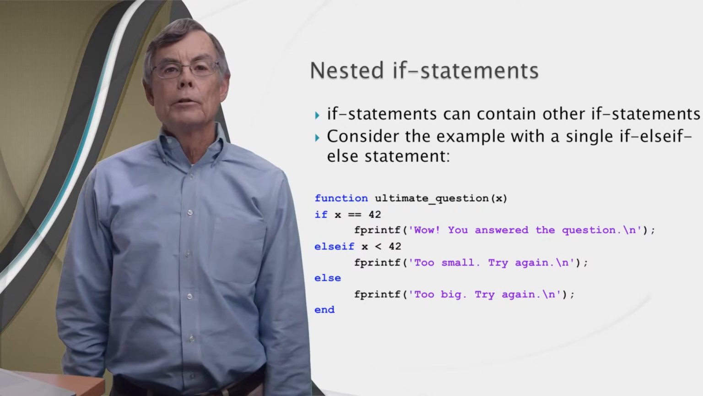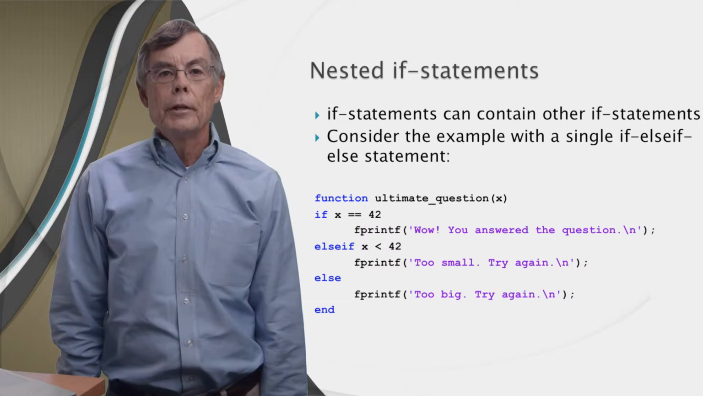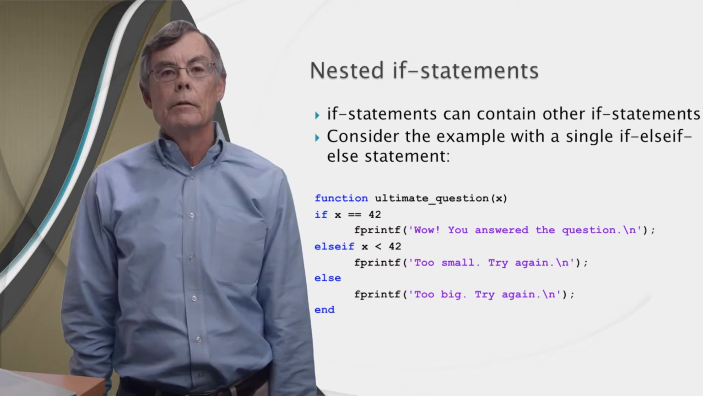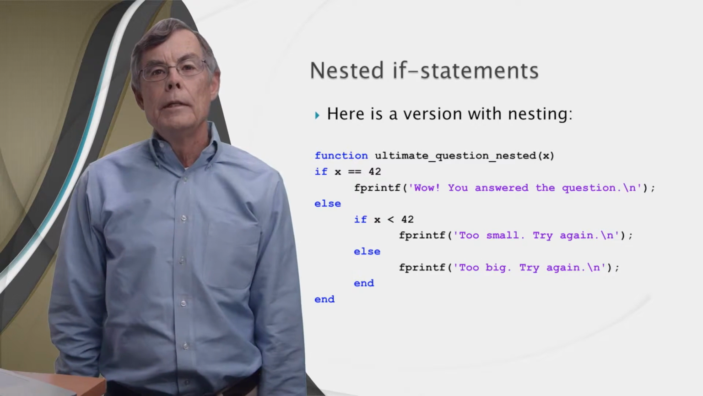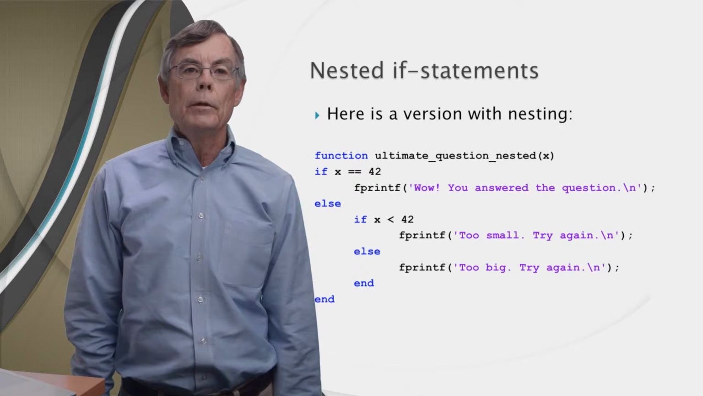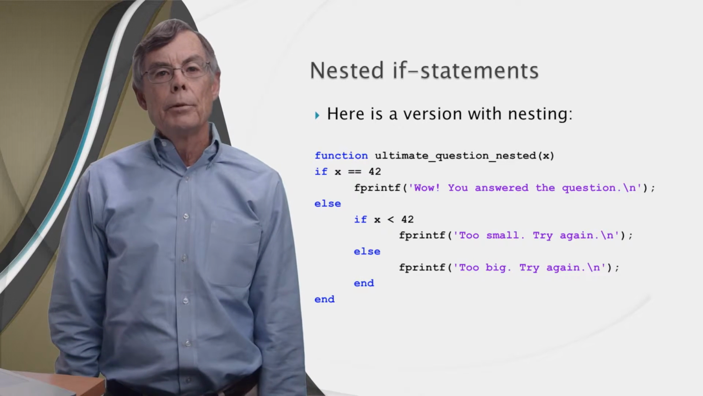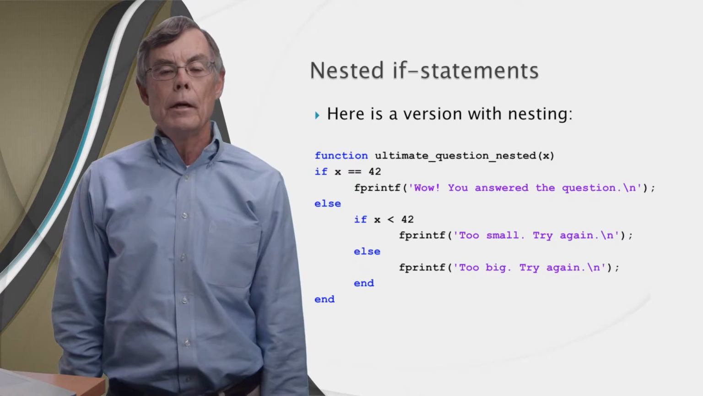Let's revisit our ultimate question function. It uses an if, else if, else statement, as you can see here. Here's a version that uses two nested if-else statements instead of one if, else if, else statement. It's similar to the previous version, but now we have two separate if statements, one nested inside the other.